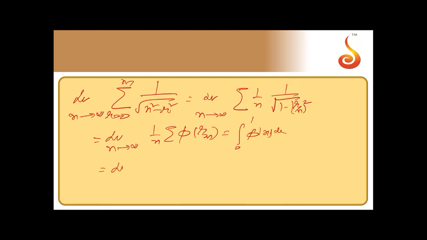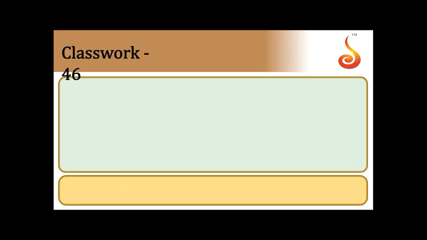By using this concept, the limit can be written as the integral from 0 to 1 of 1 by root over 1 minus x square dx, which is sine inverse of x with limits from 0 to 1. Sine inverse 1 is equal to pi by 2, so the answer is equal to pi by 2.